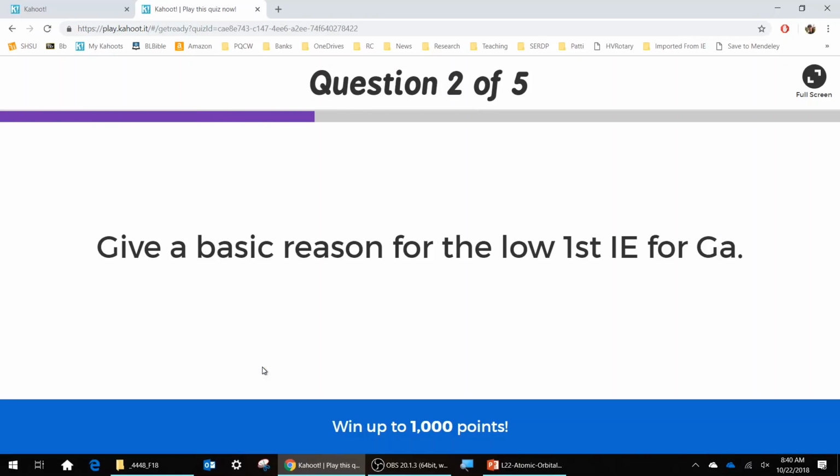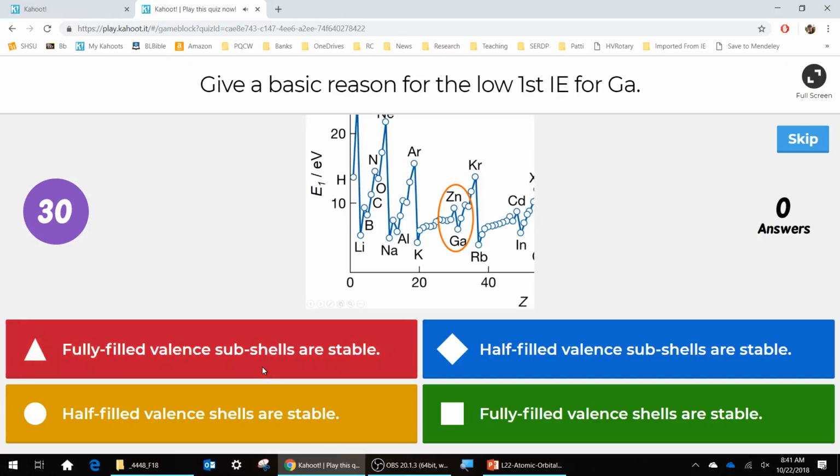Okay, what about gallium? Give a basic reason for the low first ionization potential of gallium. It's one after zinc. Okay, so either fully filled subshells, which is red, half-filled subshell, which is blue, half-filled valence shell is orange or yellow, and then fully filled shell is green.